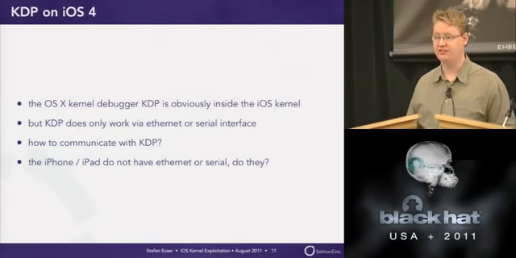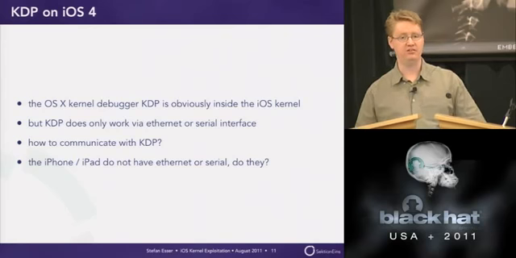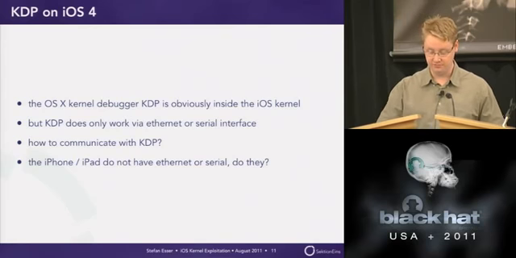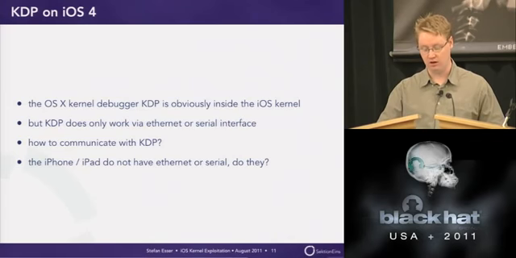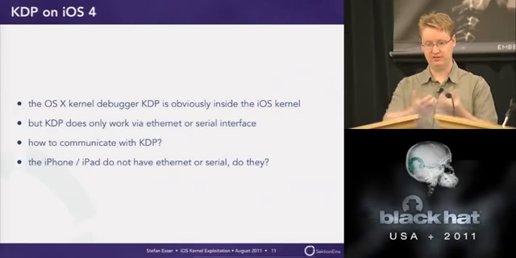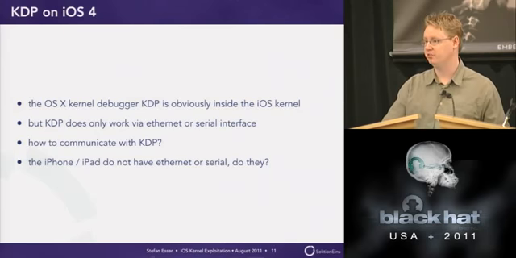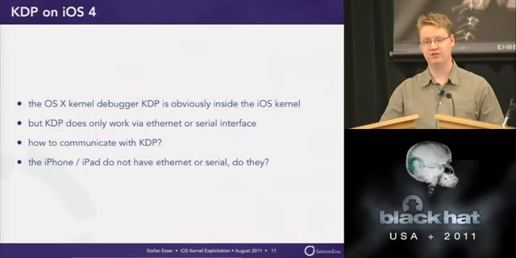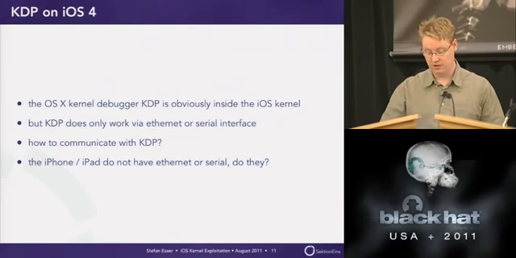So anyway, they left the KDP inside. KDP is the same thing as in OS X. The problem is KDP is designed to only speak Ethernet or serial. When you have an iPhone, you don't see an Ethernet plug or a serial plug, so you have the big question of how to communicate with it. Actually, I don't know if the usbmuxd protocol is able to speak UDP. I never tried that, because I found another way.